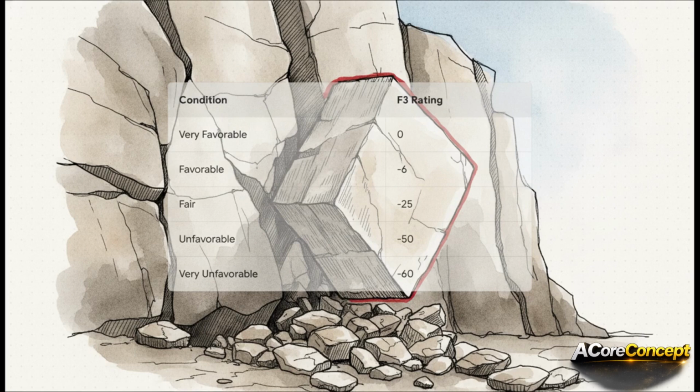If the joints dip perfectly out of the slope face at an angle greater than 10 degrees steeper than the slope itself, we literally subtract a massive 60 points from our rating. That signals a highly unstable condition where the rock is practically being pushed straight out of the wall.